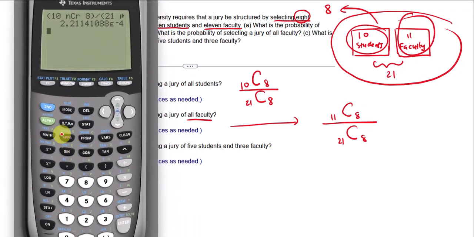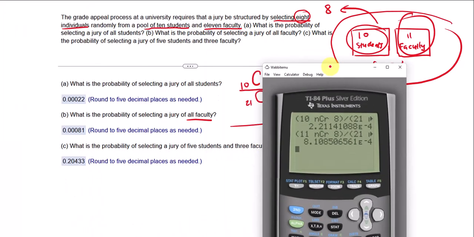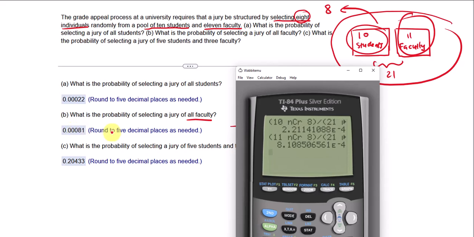And again, we are using the same functions. So I'm going to use second entry again, right? And then I can get back my input. And all I do now is change the 10 on top. I switch that to 11. And that will give me 0.00081, because this is 8.108 times 10 to the -4 power. And you are rounding it back to 5 decimal places.